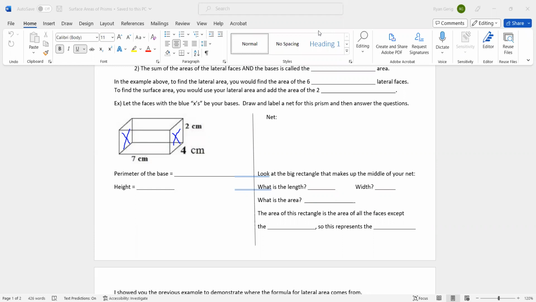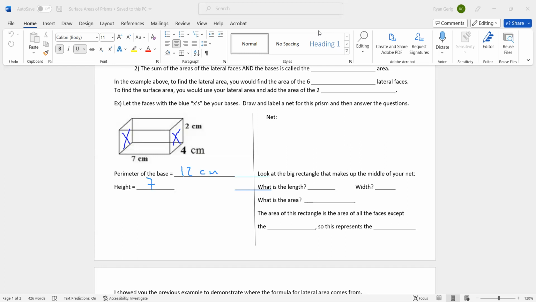What is the perimeter of my base? Well, I'm going to add up the sides of that small rectangle. So 2 plus 4 plus 2 plus 4. So it's going to give me 12. The height connects the 2 blue X's, so it's 7.